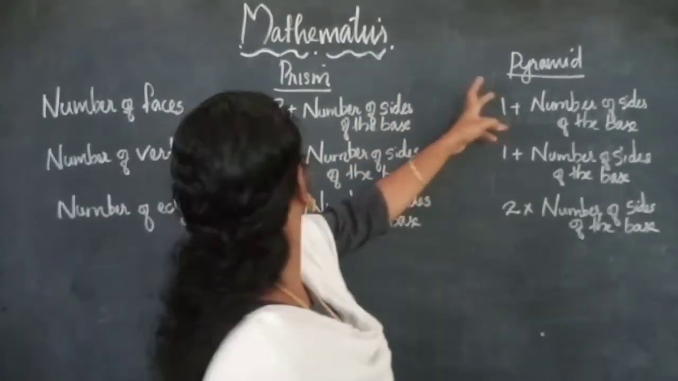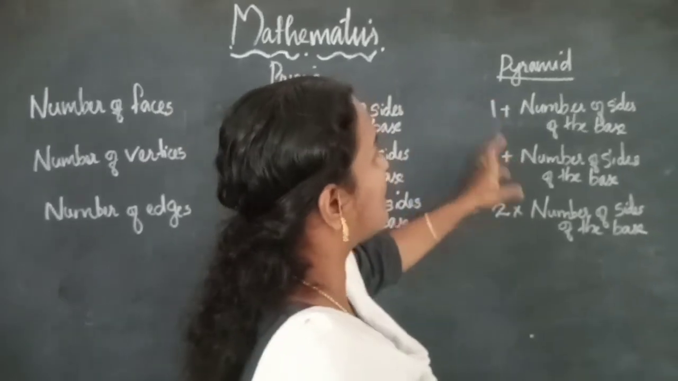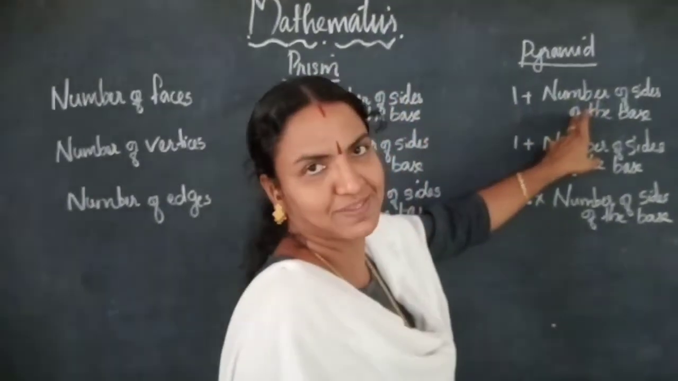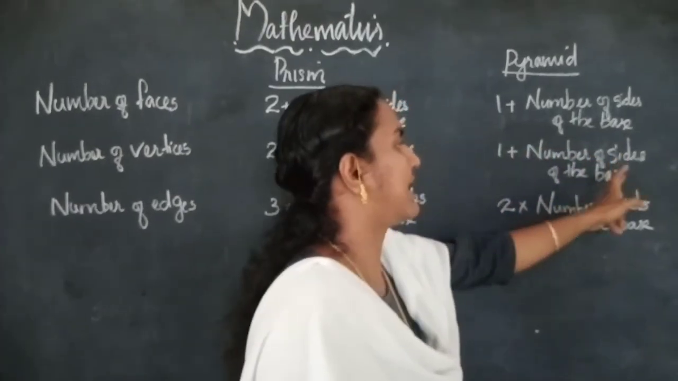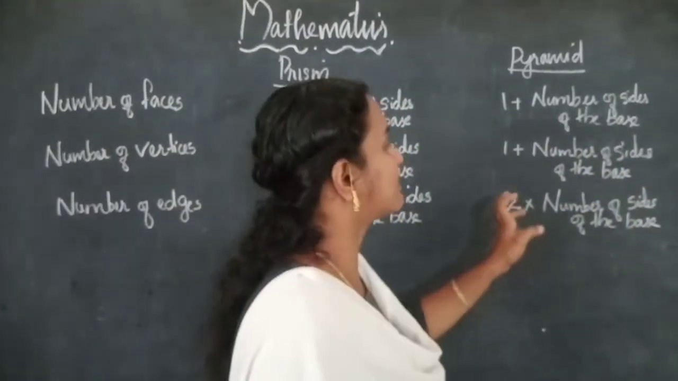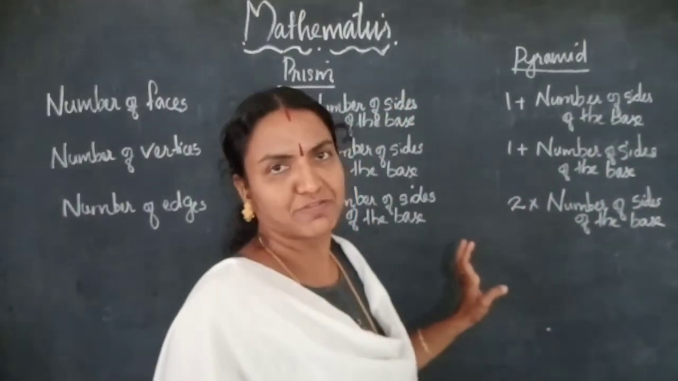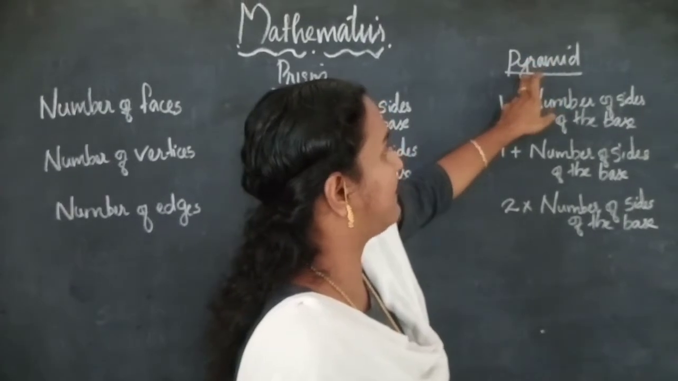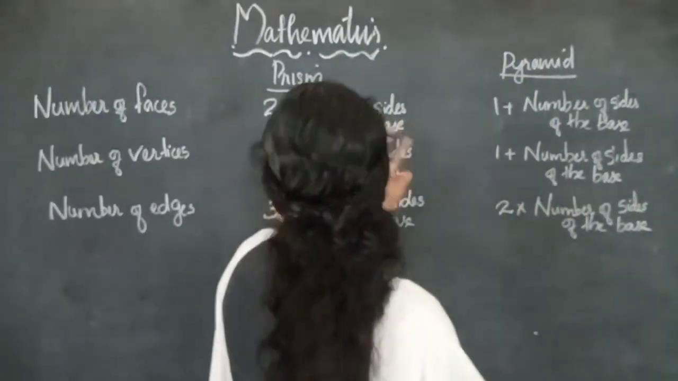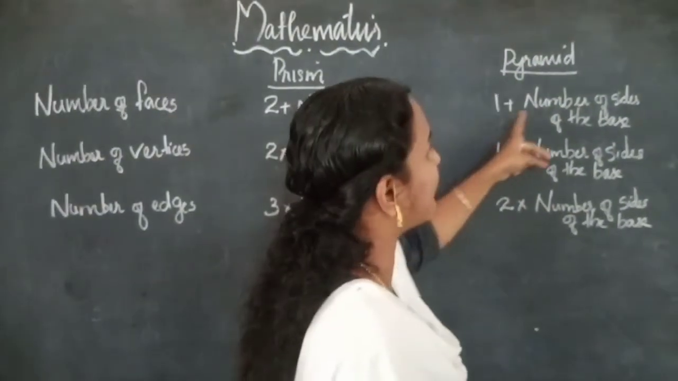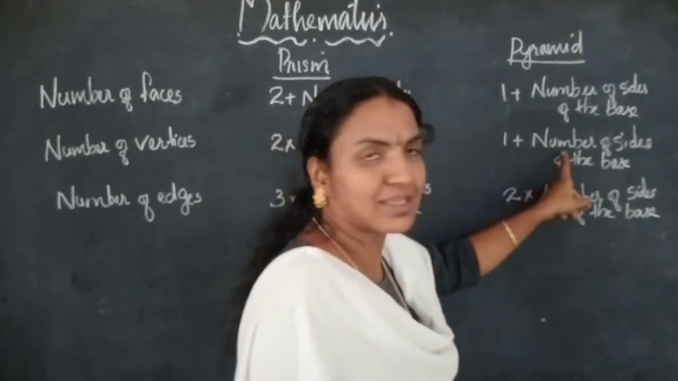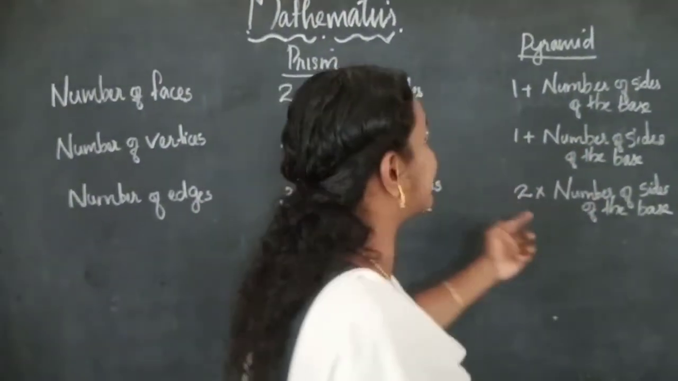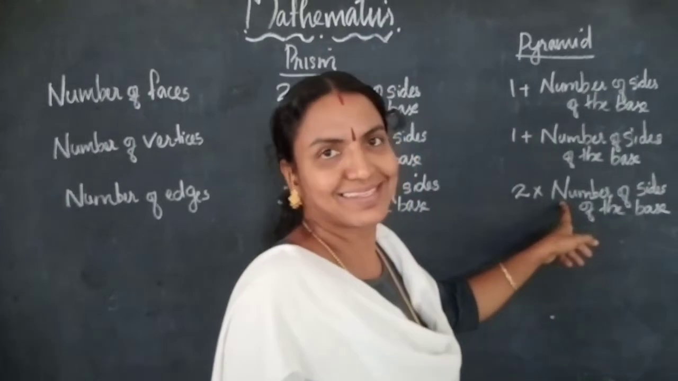Then pyramid, how to find the number of faces of a pyramid? 1 plus number of sides. Then number of vertices, 1 plus number of sides. And number of edges, 2 into number of sides. Here in a triangular pyramid, 3 sides are there. So the faces are 1 plus 3, 4. The vertices are 1 plus 3, 4. And the edges are 2 into 3, 6.